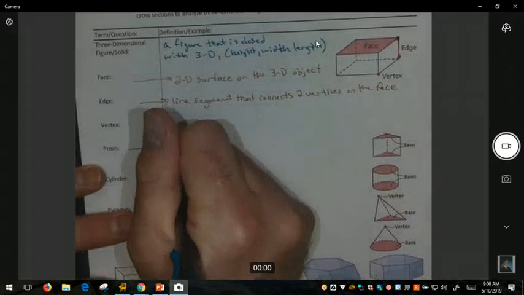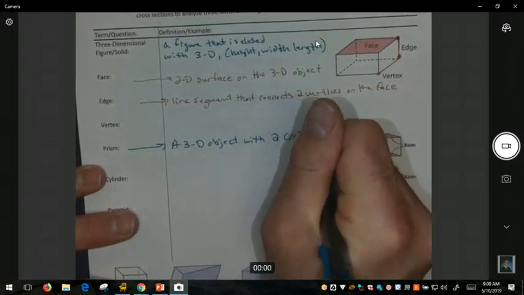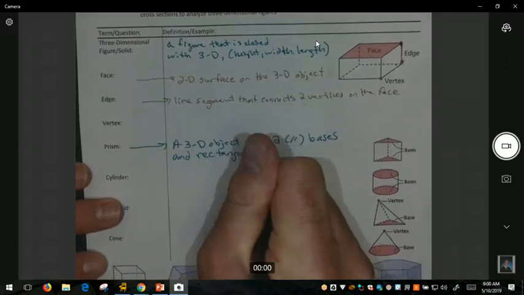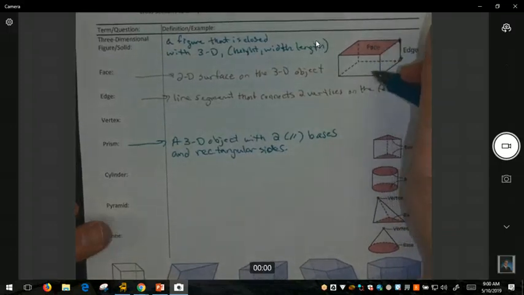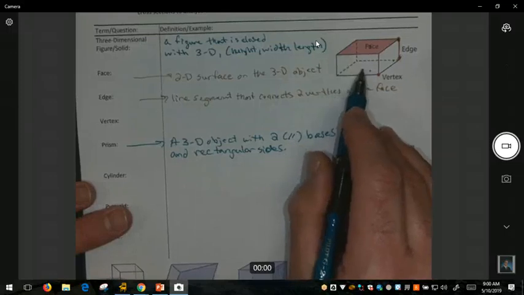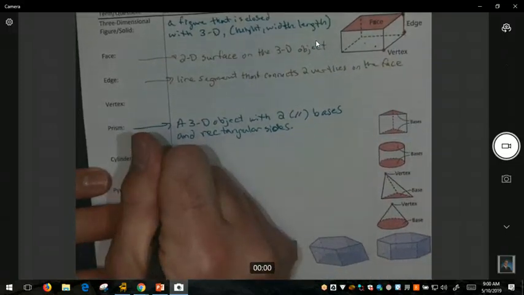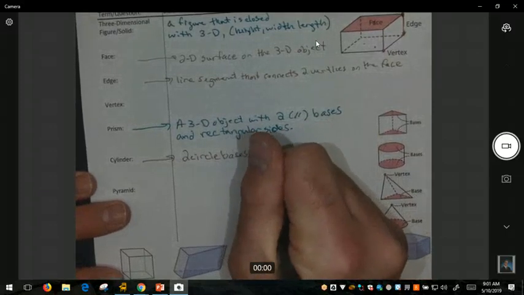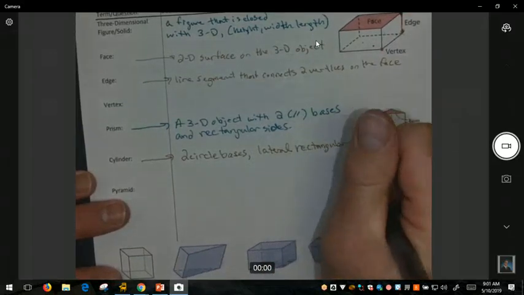A prism is a three-dimensional object with two usually parallel bases and rectangular sides. So they would be parallel bases. This is a prism. One base, this is the base, and the bottom is the other base, and the four sides are rectangles. Or if this was the base, then this would be the base, and then we'd have 1, 2, 3, 4 sides being the rectangles. A cylinder has two circular bases and a lateral rectangular wrap. It could be a parallelogram, but for what we're going to do, it's going to be a rectangular wrap or face.